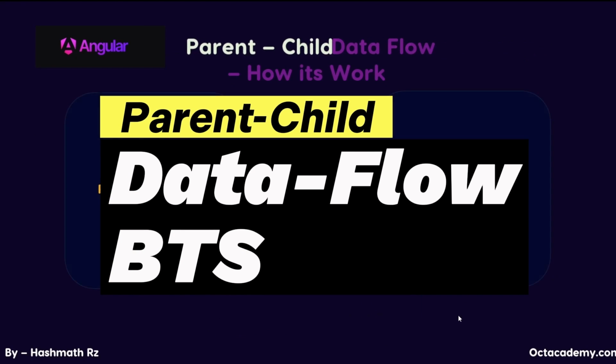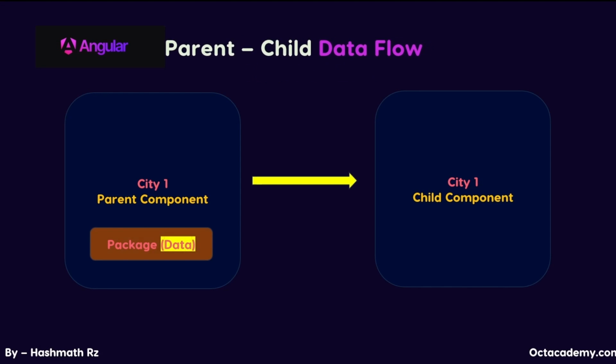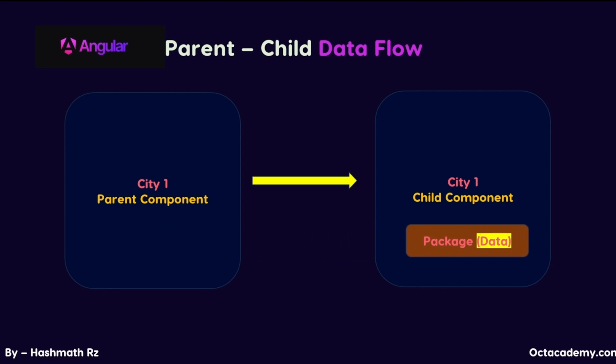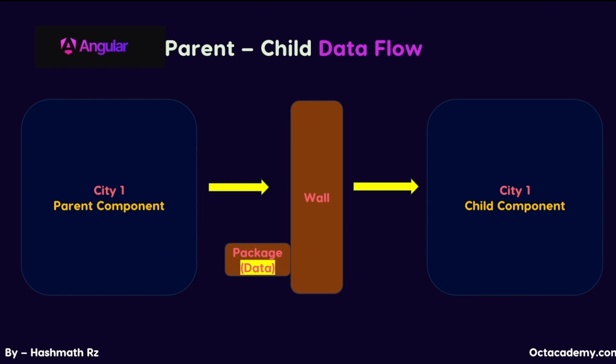Alright, so now let's dive into actually how this data flow works. What does this binding do and what does this input decorator do for this parent-child data flow? So let's take a simple real-world example to understand this better. Imagine you are trying to send a package from one city to another, but there is a big wall in between that blocks the package from reaching its destination. In this scenario, the package is like the data we want to send from the parent component to the child component, and the wall is like the barrier that prevents the data from flowing between the two components.